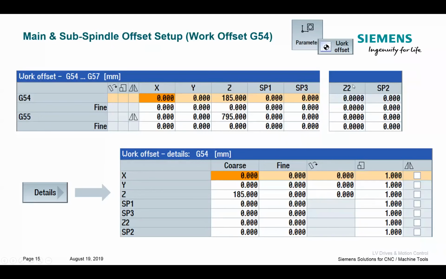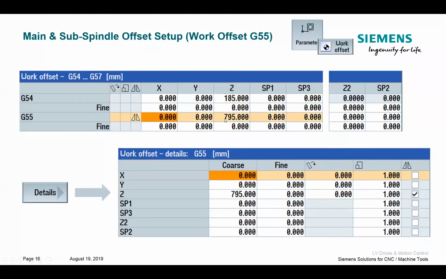Now when we get to G55, it's important to pay attention or make note that not only do we have a work coordinate shift, but we also have a mirror that's being set up at the work coordinate level. So you see in G55, we have a checkbox here under mirroring of Z, and what that's going to do is take all of my geometric data that's moving in a Z direction and flip it 180 degrees.